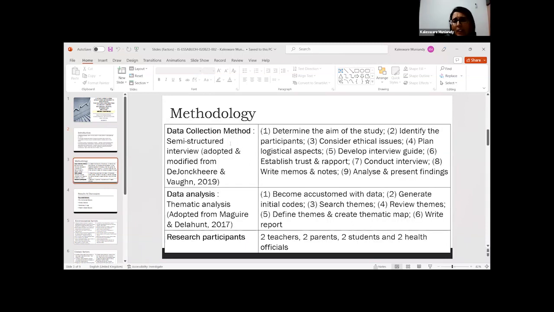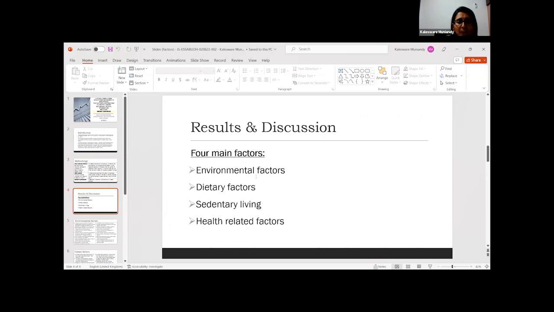The same data collection method was used: a qualitative study using semi-structured interviews, with data analyzed using thematic analysis involving the research participants. Same as before, I included teachers, parents, and students, as well as health officials, to get different ideas from different perspectives. There are four factors leading to obesity, according to the perception, understanding, and experience of the interviewees: environmental factors, dietary factors, sedentary living, and health-related factors.